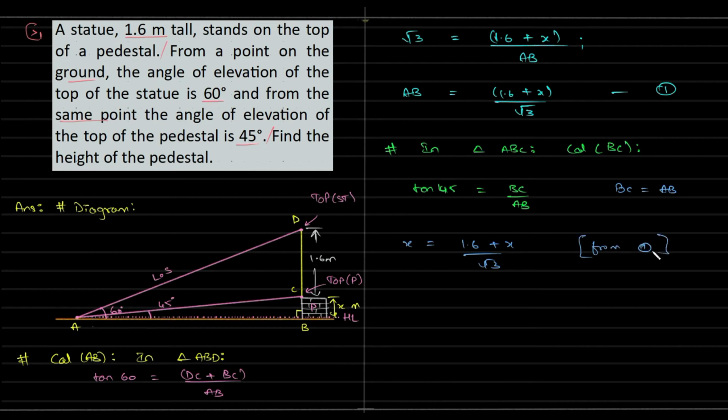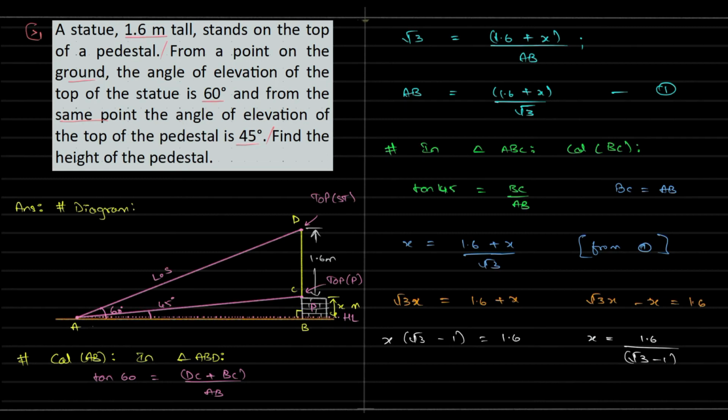So this is what we have to do. We have one unknown, we need one equation, and we got it. So all of the unknowns are X and X. So variables are X and X. So pretty much solving this will give us the answer. So root of 3 into X is equal to 1.6 plus X. Root of 3x minus X is equal to 1.6. So what is that? X is common. X times root of 3 minus 1 is equal to 1.6. X is equal to 1.6 divided by root of 3 minus 1.